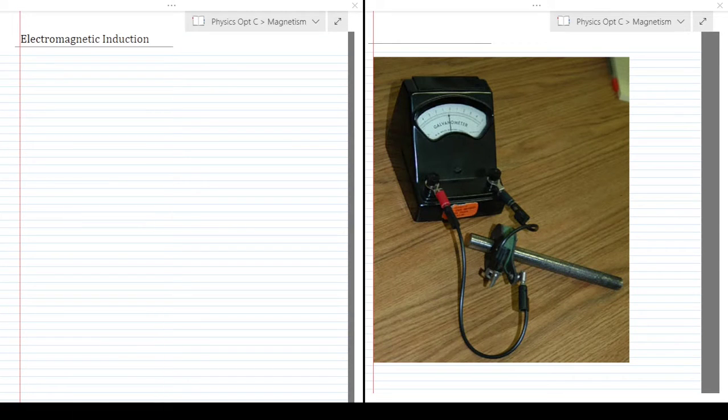Okay, so let's talk a little electromagnetic induction. The basics of this, of course, you all would have met in Form 5, but the discussion or the explanations aren't going to be much different, but of course we still go through all of it, right?